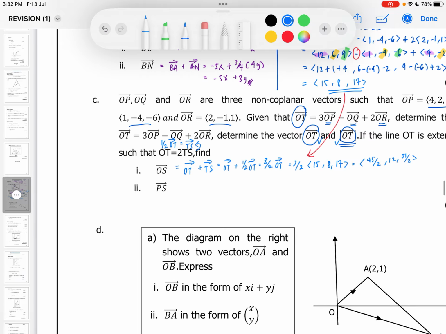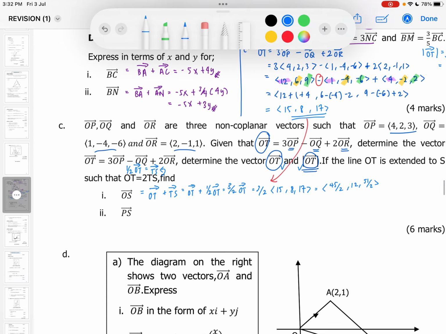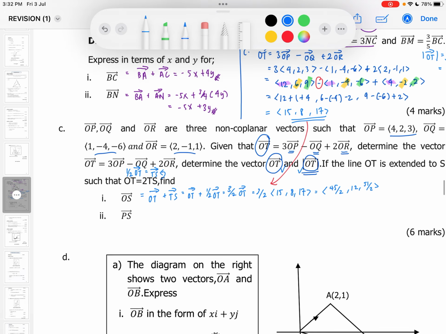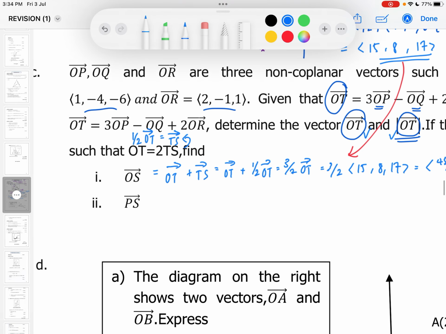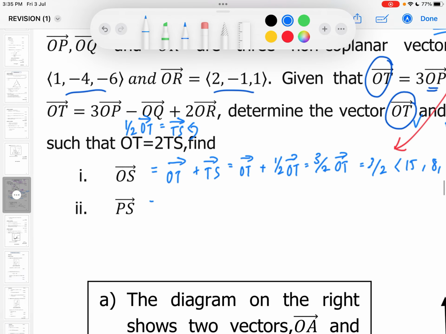Okay, now for PS. So PS, do we have any information for P? PS, we do have OS. Okay, we have OS. And then we have OP. So I think we can do something there. So for PS, there are actually 2 ways you can do it. You can do OS minus OP. But how I like to do it, because that way is kind of confusing, I prefer doing PO plus OS, because I can see where it connects.